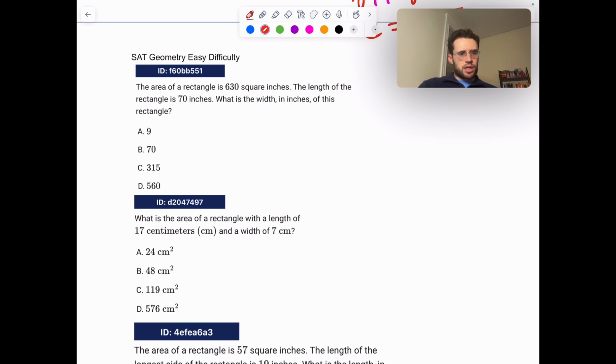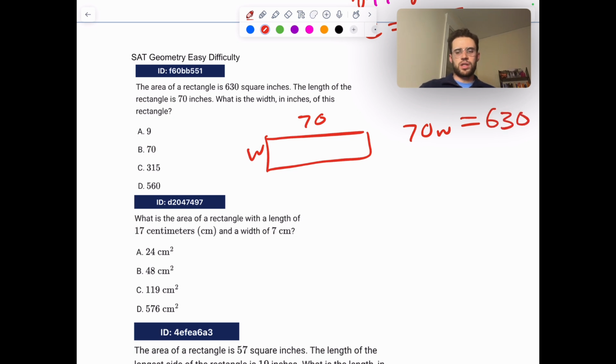The length of the rectangle is 70 inches. What is the width? All right, so they gave us the length. We don't know the width. So that means 70 times W, the length times the width, which is how you get the area, would be equal to 630. So what times 70 gives us 630, or divide both sides by 70?